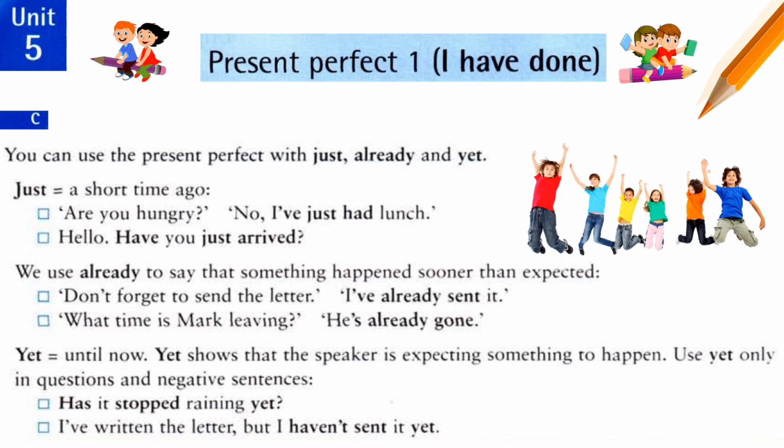Yet shows that the speaker is expecting something to happen. I'm repeating once again. Yet shows that the speaker is expecting something to happen. Use yet only in questions and negative sentences. Has it stopped raining yet? I've written the letter, but I haven't sent it yet.